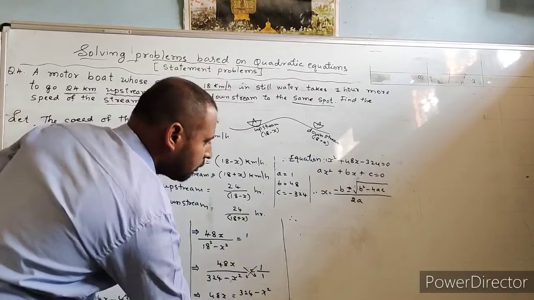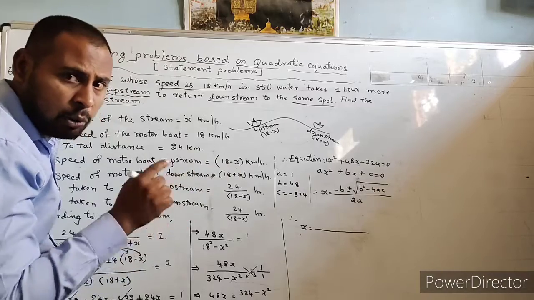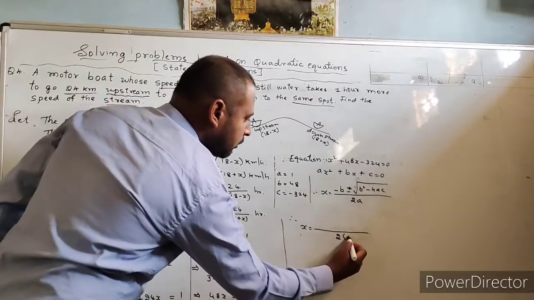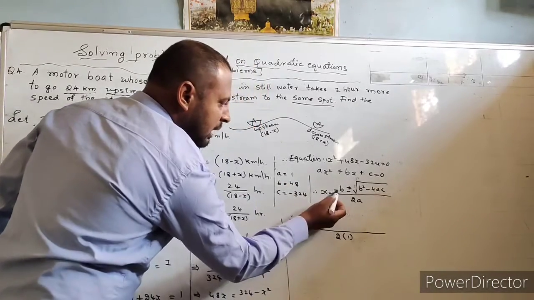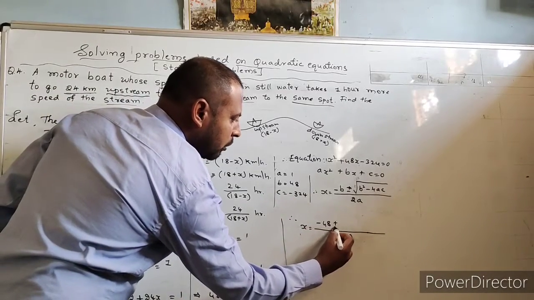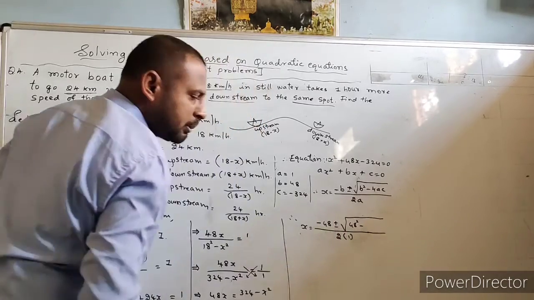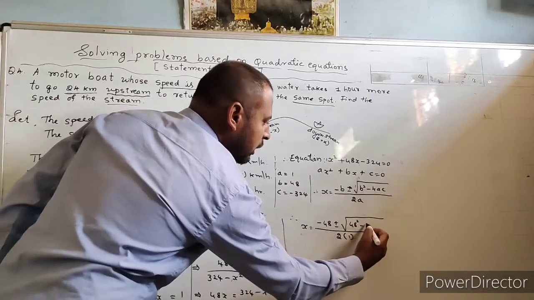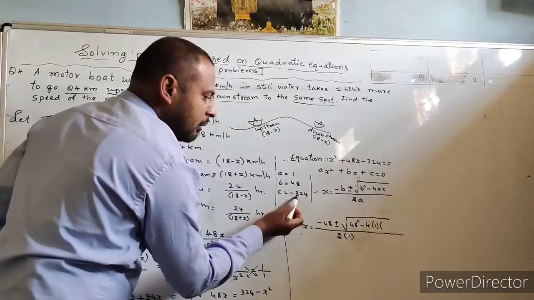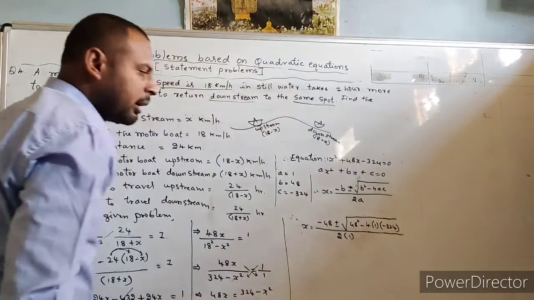Therefore x is equal to, in the denominator 2 into a, 2 according to the formula. Now what is the a value? Here a value is 1. Now in the numerator minus b, minus because of the formula. What is the b value? B value is 48. Now plus or minus root b square, here b value is 48, therefore 48 square minus, because of the formula, 4ac, 4 into a value is 1 into c value. What is the c value? Here c value is minus 324.